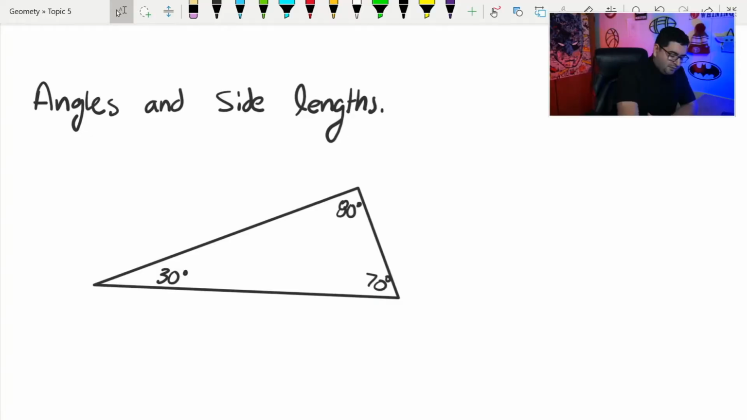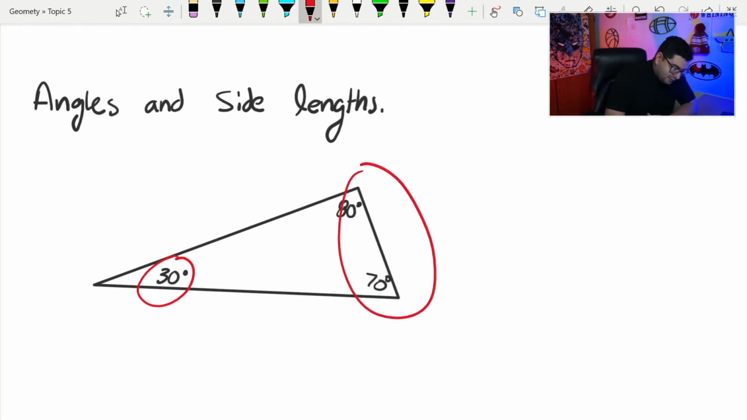So here I have a triangle with all of the angle measurements labeled for us. The way that the angle is related to one of the side lengths is that the bigger the angle, the bigger the side opposite to that angle is going to be. So, for example, this angle of 30 degrees, on the opposite side of it we have this shorter side length. Let's give these labels, A, B, and C. So side A is opposite to the angle of 30 degrees.